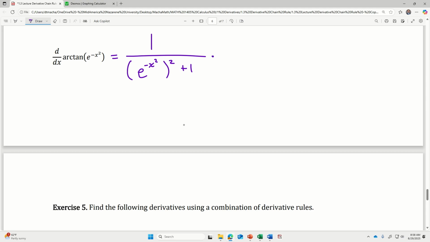And then I multiply times the derivative of the inside function. And this time the middle function, the inside function, is e to the stuff, right? And the derivative of e to the stuff is still e to the stuff. And then I'm going to multiply by the derivative of the inside function there. So I multiply times the derivative of negative x squared. What's the derivative of negative x squared? Negative 2x.